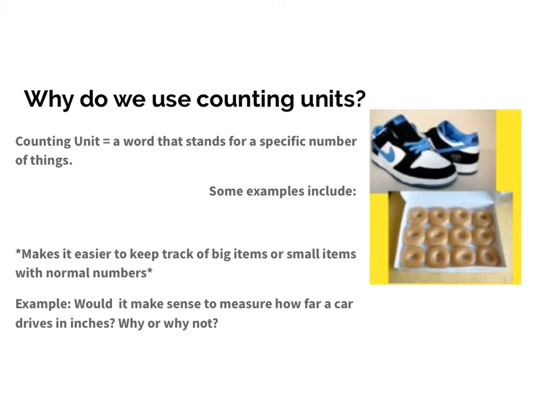All right, so our first question is, why do we use counting units in chemistry? A counting unit is a word that stands for a specific number of things. You know some examples of counting units. If you think of a pair of shoes, that's going to be 2. Or if you look at those donuts, which look awesome, we know that a dozen is equal to the number 12. So this is just a simpler way to talk about a number. I can say a pair of shoes or a dozen donuts or flowers, and everyone already knows that it's 2 and it's 12.